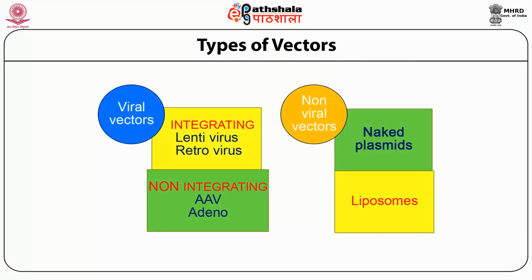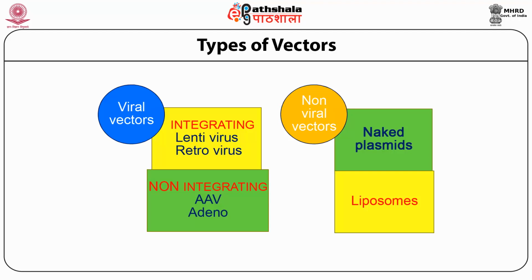The figure shows the types of vectors which are commonly used in gene therapy. So there are viral and non-viral vectors. Gene transfer via viral vectors is known as transduction, and via naked plasmids or non-viral vectors is known as transfection. Let's first talk about viral vectors. These are of two types, integrating and non-integrating. Why have they been chosen as vectors? Because they are very efficient in introducing their DNA into cells.